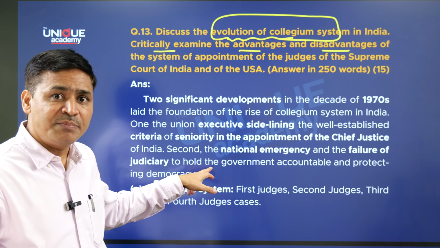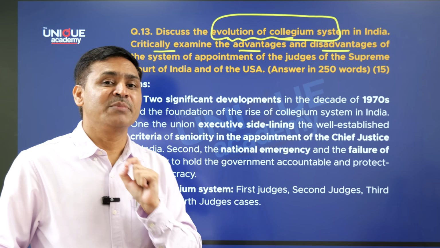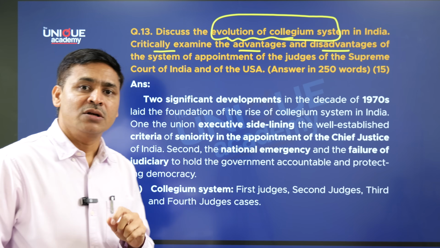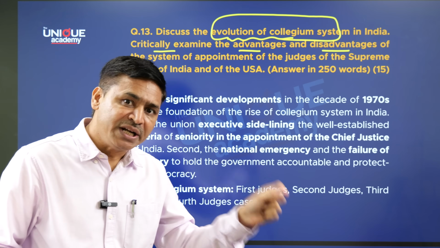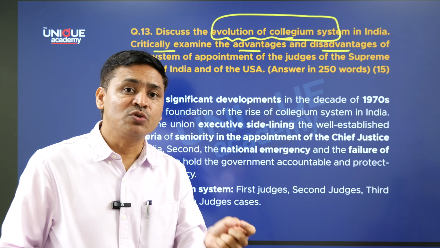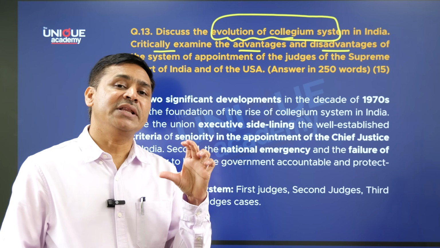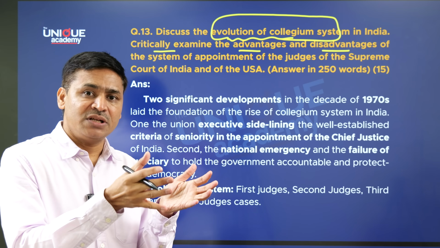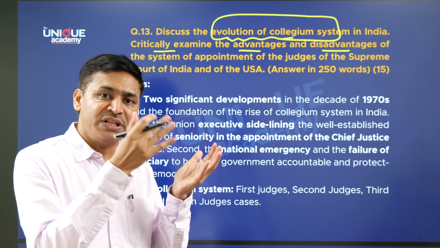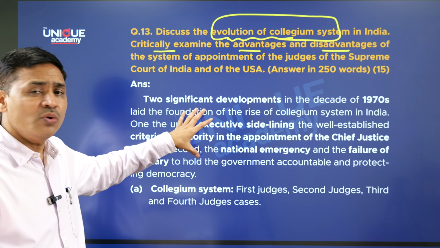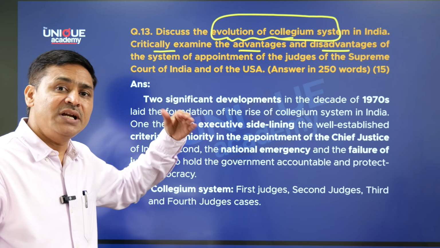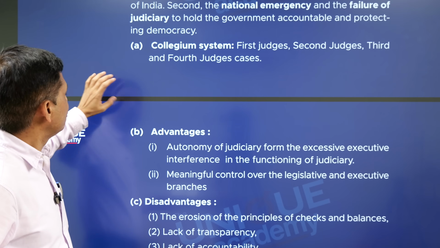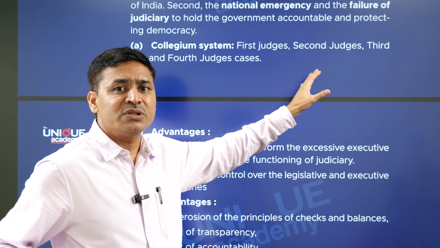Now, the second major development is the national emergency, and the judiciary could not hold the government during emergency accountable to people in general, and therefore that is seen as failure of Indian judiciary as far as establishing the government accountability during that period is concerned. So these are two very significant developments which laid the foundation of the rise of something called the collegium system.